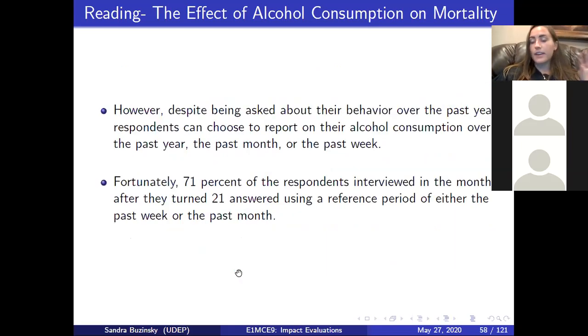Because when they're 20, they're ineligible to drink, right? So the only good thing that they find is that despite being asked about their behavior over the past year, respondents can choose to report on their alcohol consumption within the past year, the past month, or the past week. And luckily for the authors, 71% of the respondents chose to refer to either the past week or the past month. So that's good because then they have that basically window or the data for drinking when you're 21, which is what they need.